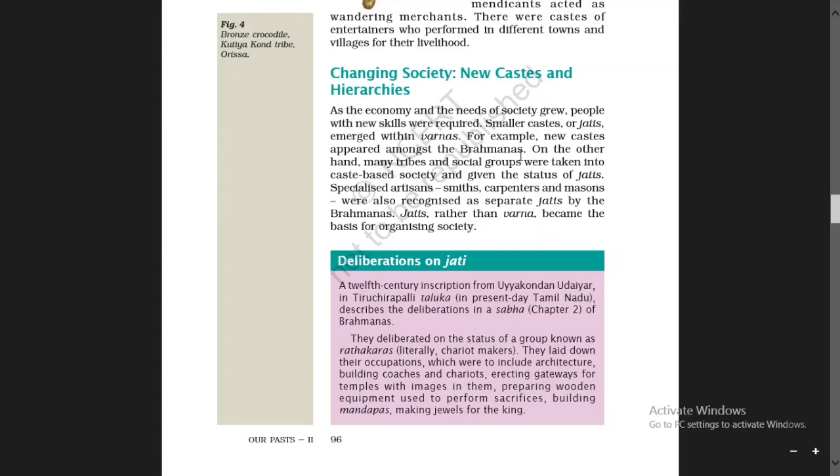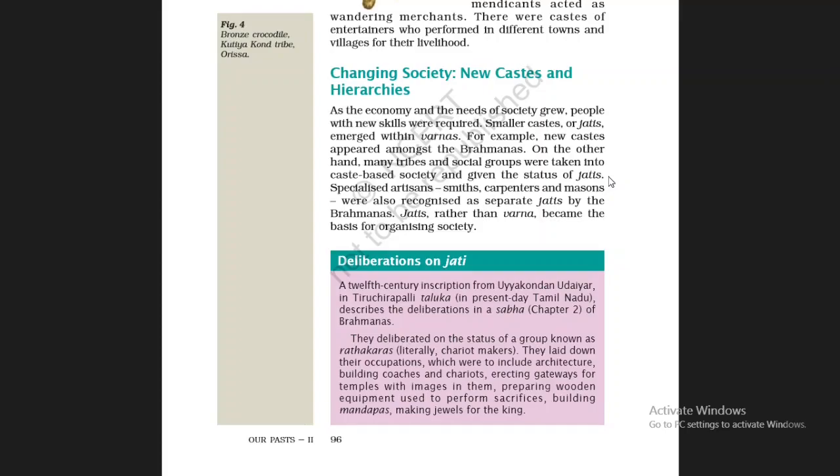On the other hand, many tribes and social groups were taken into caste-based societies, the society which is based on caste, and given the status of jatis. Jatis means a caste or subcaste.